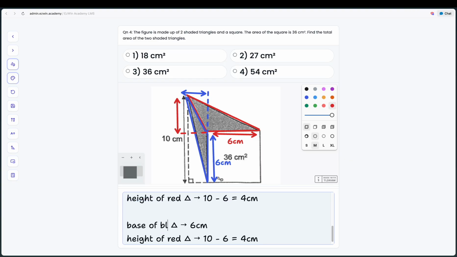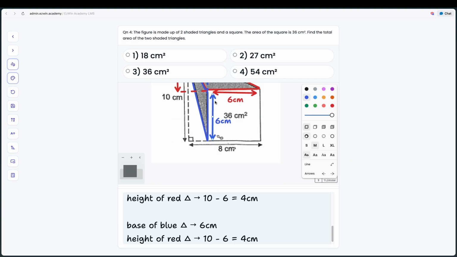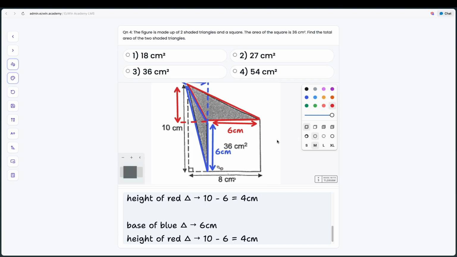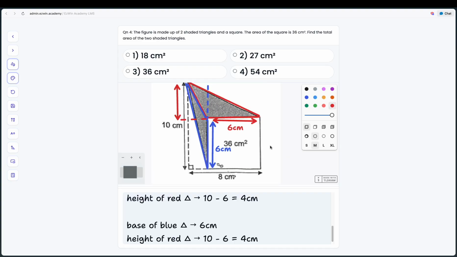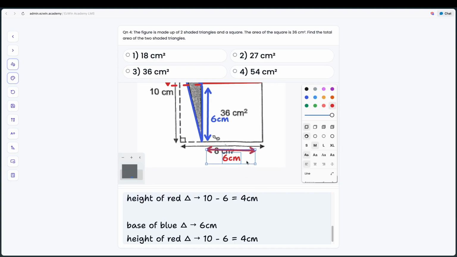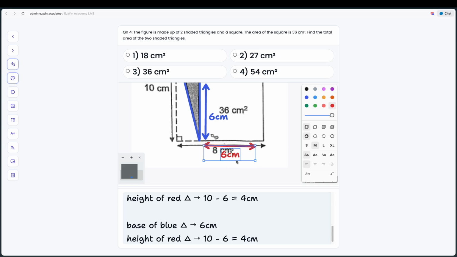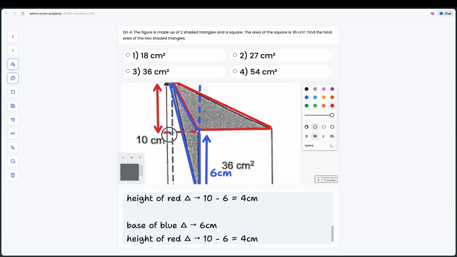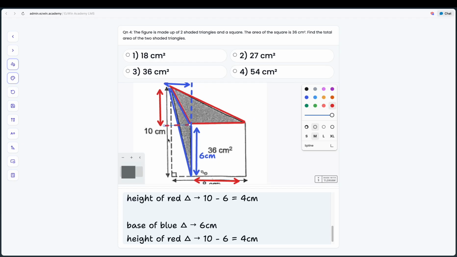The base of the blue triangle is 6 centimeters as well. What about the height? We see here this is 8 centimeters, and this other length is also 6 centimeters in this case. So if we take this 6 centimeters from the 8, we get the height, which is the blue height.